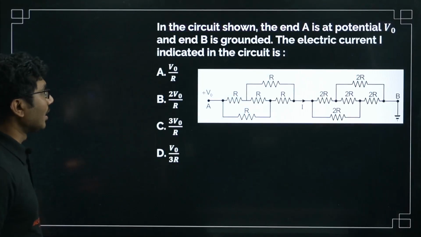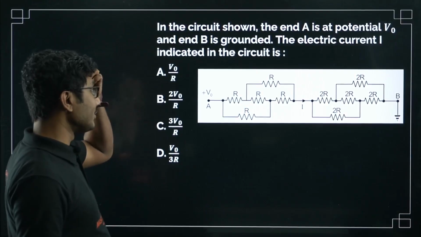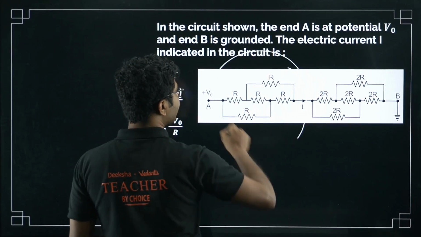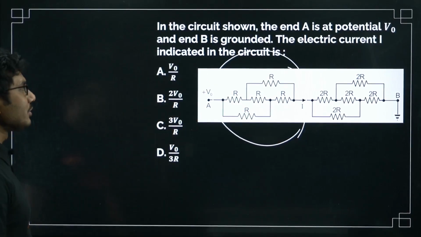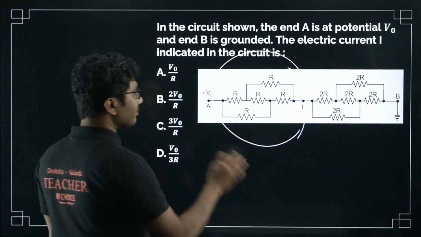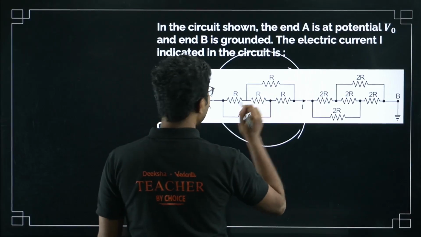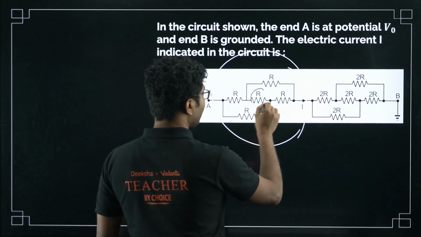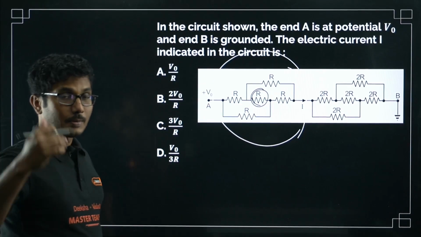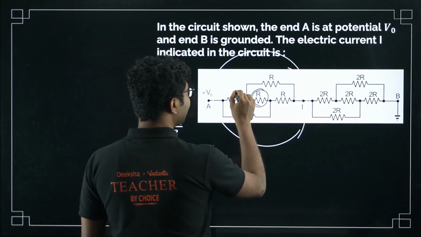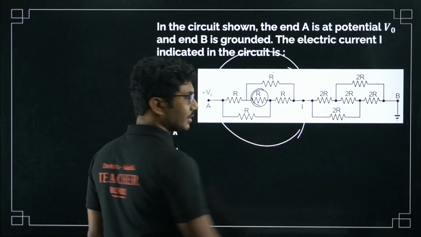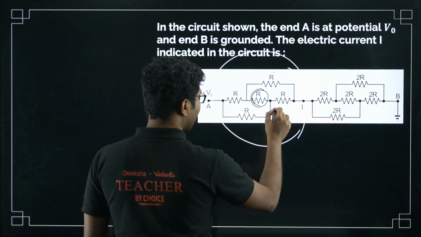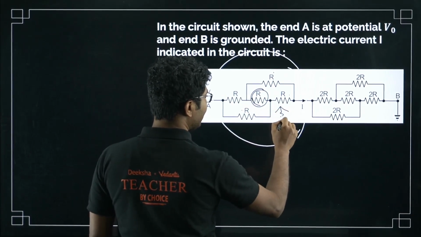Okay, now another question, based on the Wheatstone bridge concept. Whenever you see this kind of structure, remember that this is a Wheatstone bridge question, and this R is basically the galvanometer. Now you have to check whether this by this equals this by this. You can redraw this the other way, if you wish to.